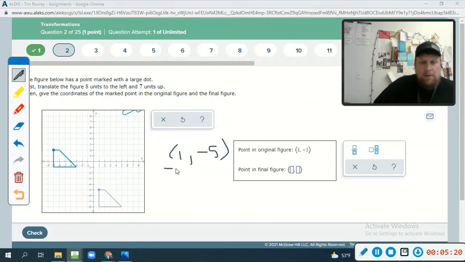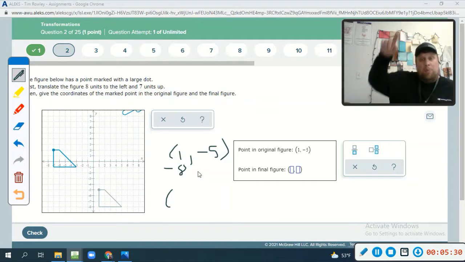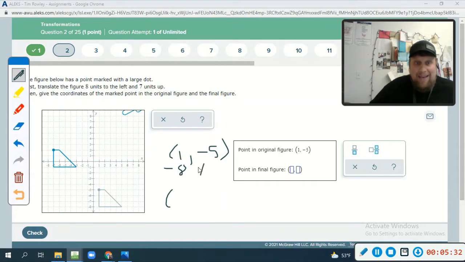I'm going to take that 1 and I'm going to subtract 8. But then I did something else. What did I do? It said move 7 units up. Up affects the y, and going up means we're getting more positive. So we're going to add 7.